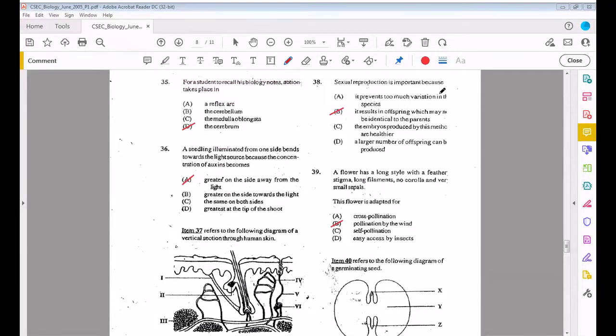38. Sexual reproduction is important because B, it results in offspring which may not be identical to the parents. I think this is supposed to be "not." That part was cut off at the end there.